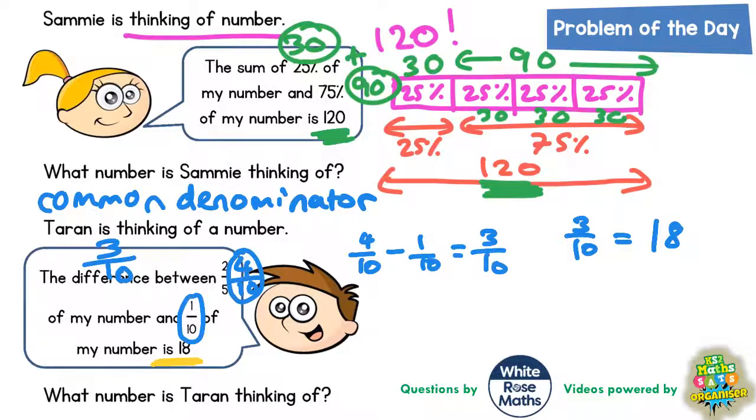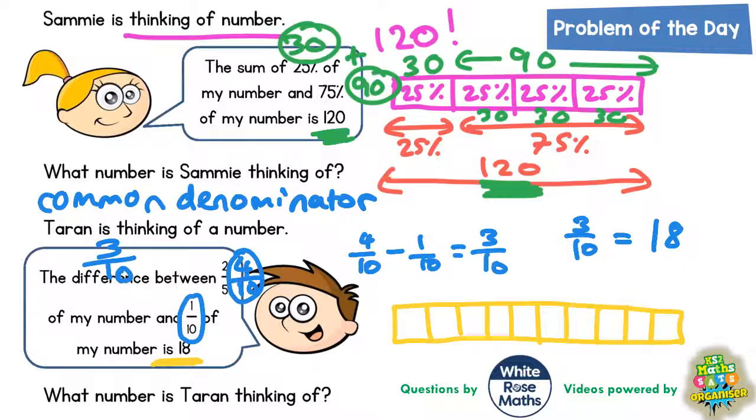Now what we could do is draw a bar model at this point. Now we're dealing with tenths, so our bar would have to have 10 separate bits in the bar. And we're being told that 3/10 is worth 18. So these first three pieces would be worth 18. Now, if 3 pieces are worth 18, if you split your 18 into 3 pieces, you get 6, because 18 divided by 3 is 6. So that's telling us that this piece is worth 6, this piece is worth 6, and this piece is worth 6, because 3 6s make 18.